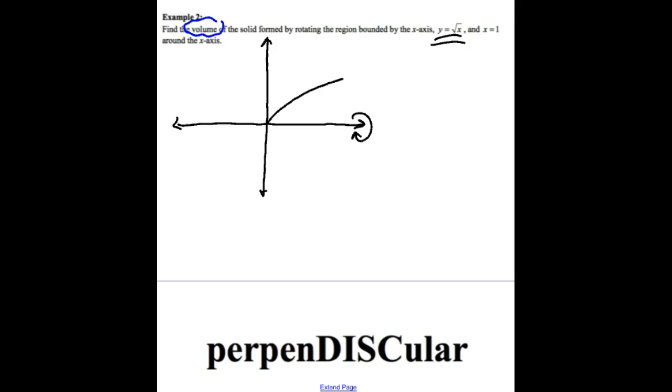And then it says I'm also bound by x equals 1. So at 1, don't make it super tiny. I missed it, but you can, here, I'll make it bigger. So this right here, I'm going to revolve around the x-axis. Go shade that with your highlighter.